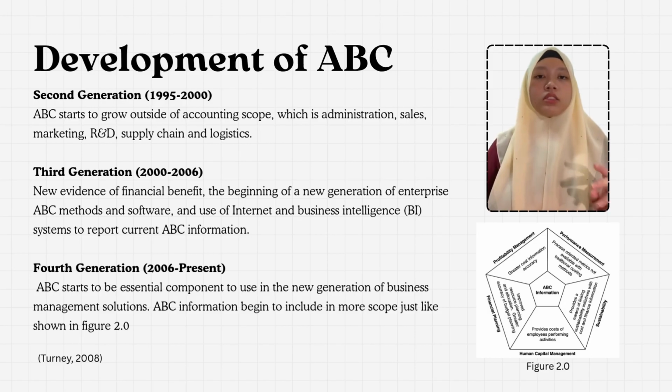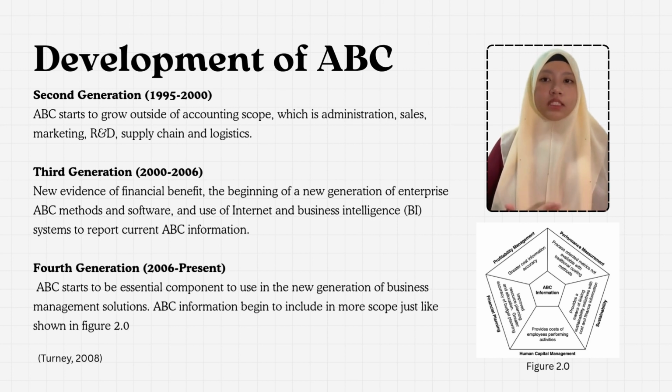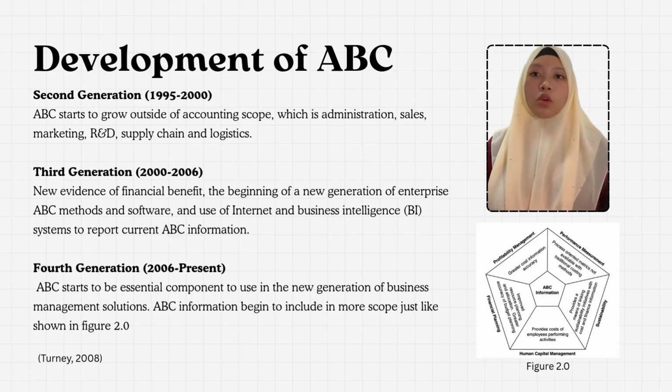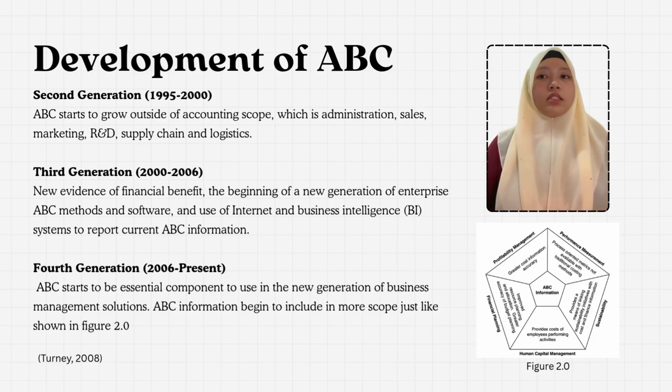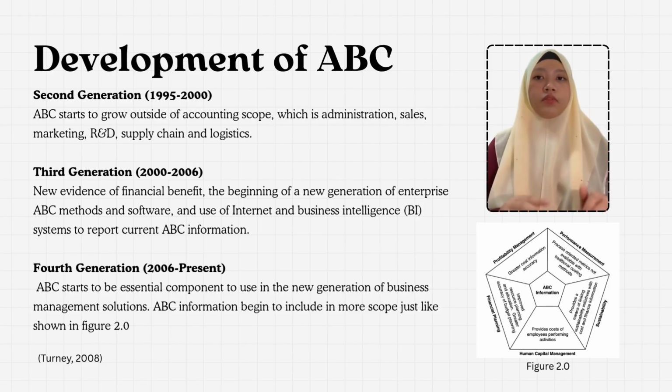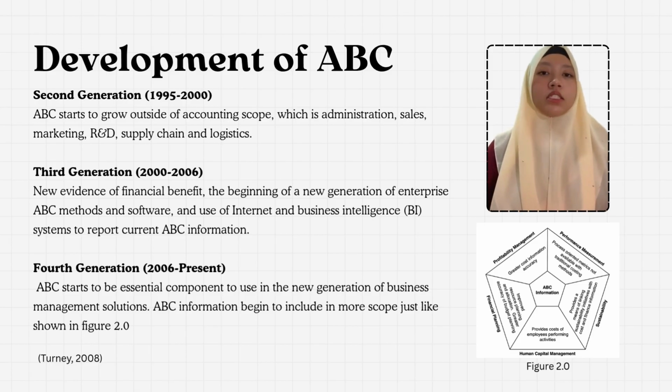Lastly, the last generation, which is from 2006 until the present. ABC starts to be an essential component in the new generation of business management solutions. ABC information begins to be included in more scopes, just like shown in Figure 2.0. So, there are 5 related areas: the first one, profitability management, the second one, performance management, the third one, financial plan, the fourth is human capital management, and the last one, which is sustainability.